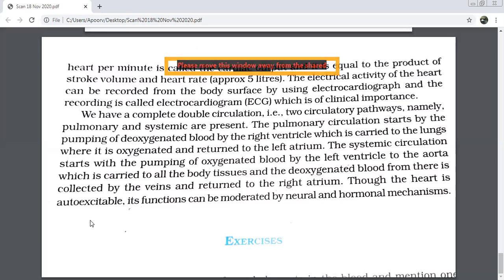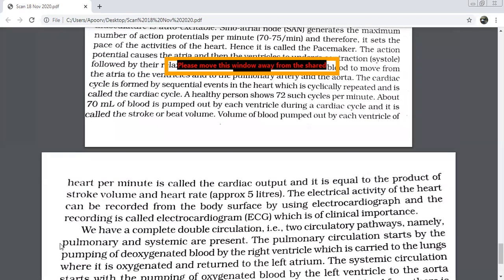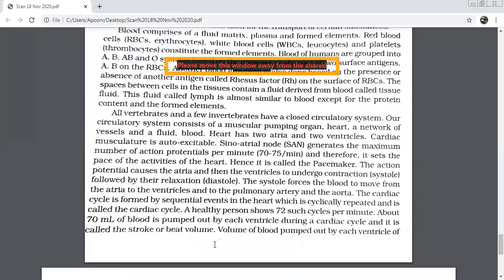Next one now. About dash ml of blood is pumped out by each ventricle during a cardiac cycle. 70 ml. Yes, it is 70 ml. This 70 ml of blood which is pumped out by each ventricle during a cardiac cycle is called dash volume. Stroke volume. What is the other name? Beat volume. It is called the stroke volume or the beat volume.